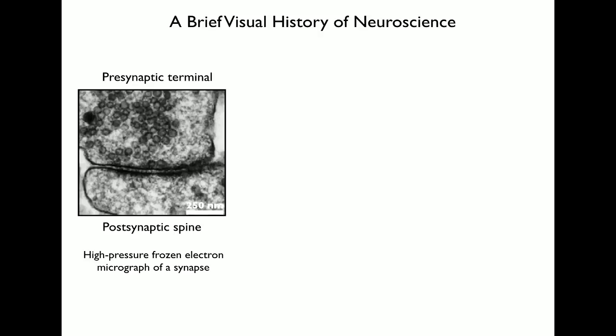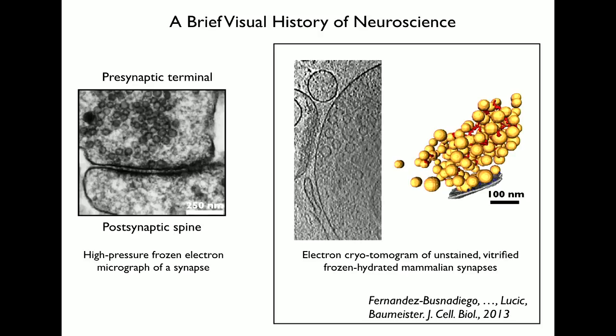Now, moving forward in technology, this is using cryo-electron tomography of synapses. In this case, this is work from the Baumeister group. We can see those vesicles even more clearly, and the tomography was able to reconstruct a three-dimensional image. This is one example showing a three-dimensional surface rendering of synaptic vesicles as they're docked to what we call the plasma membrane.